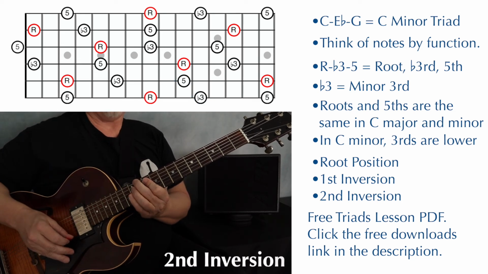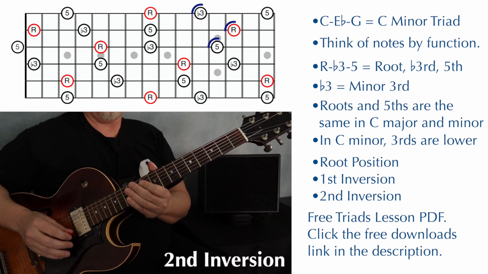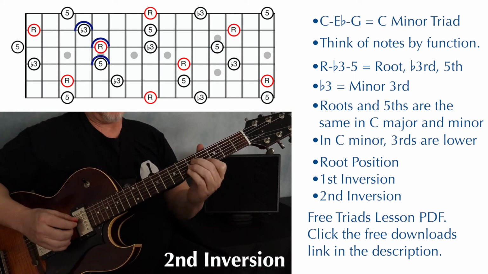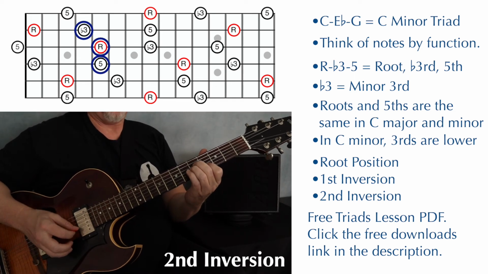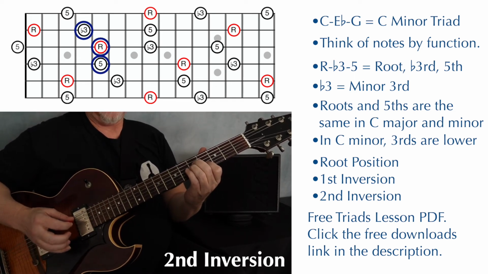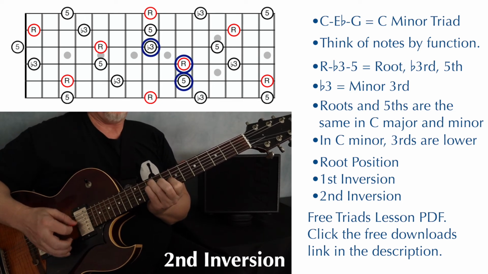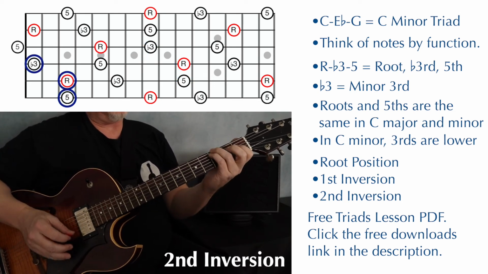And you can also play them in second inversion. So here's a 5, root, and third, 5, root, third, 5, root, third, and 5, root, and third.